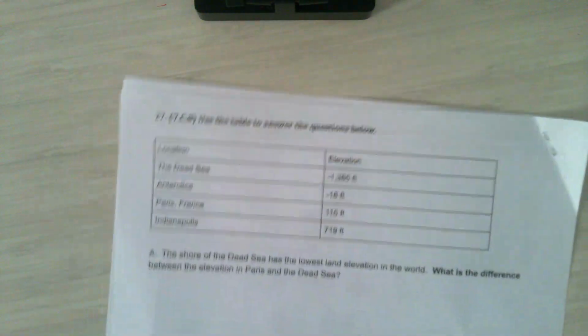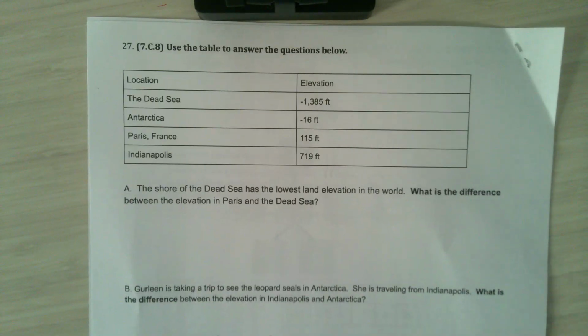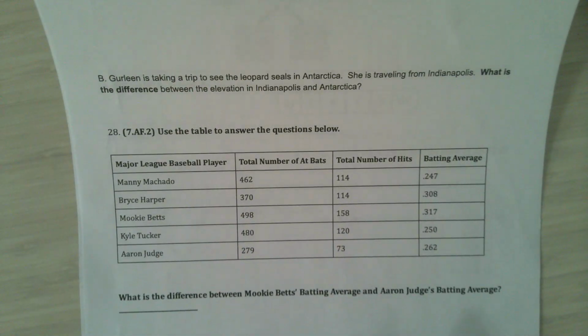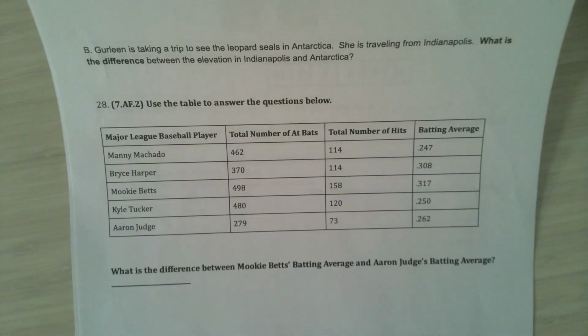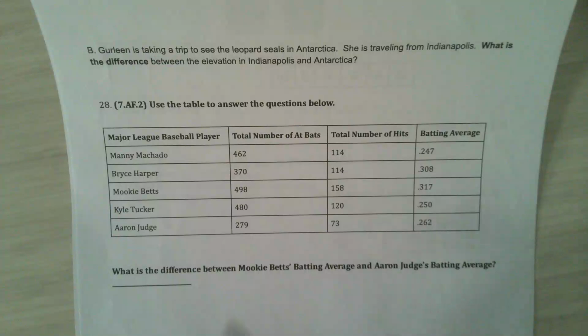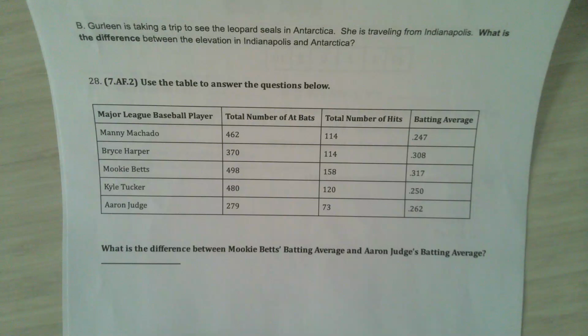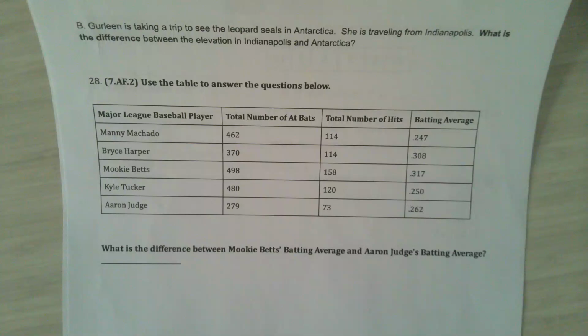And then here it talks about elevations and things. What is the difference? And then here's a question about batting averages. This is not this year's batting averages. If those of you that follow baseball, it was a couple years ago, these gentlemen's batting averages. But then it says, what is the difference between Mookie Betts' batting average and Aaron Judge's batting average?